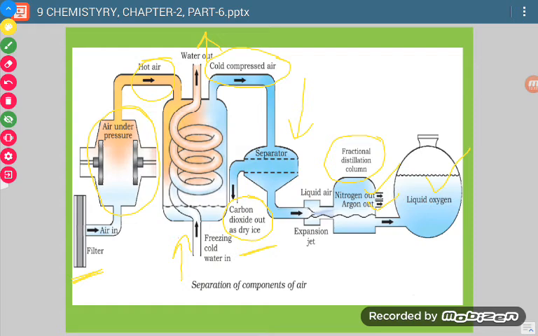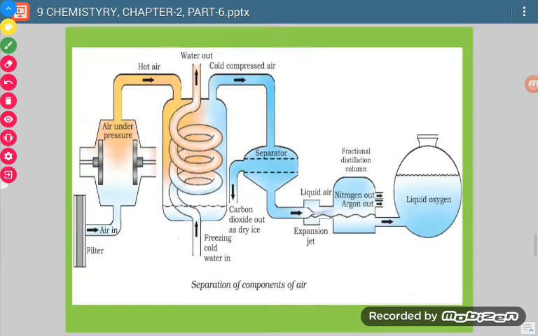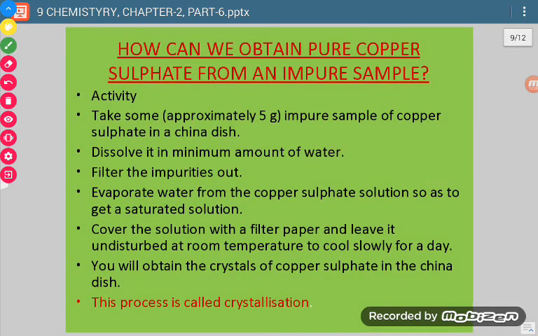Different heights means different temperatures. So this is the apparatus used for this fractional distillation. Now one more process. The process is crystallization.